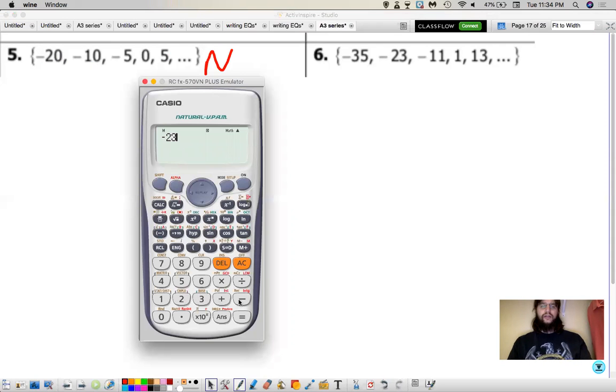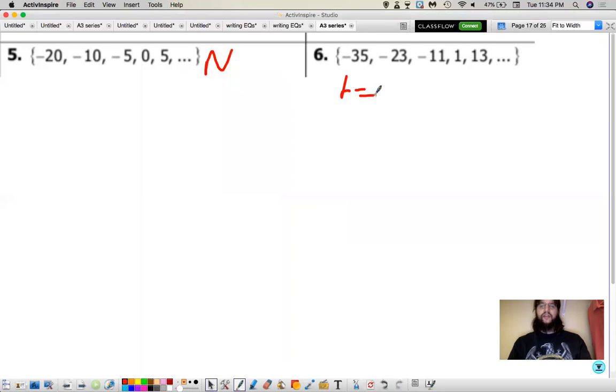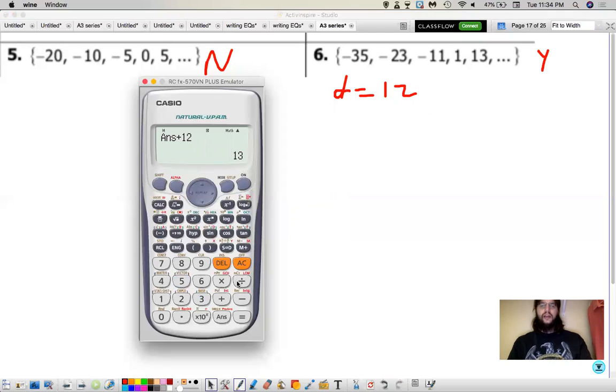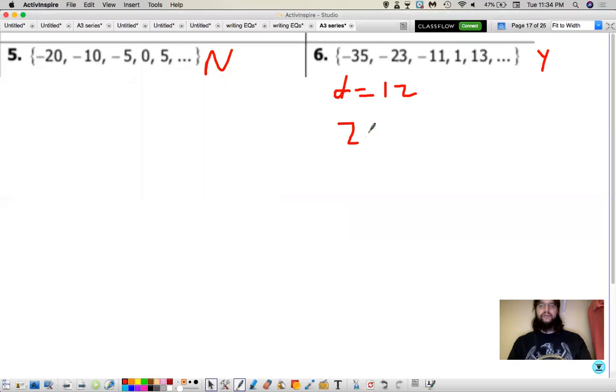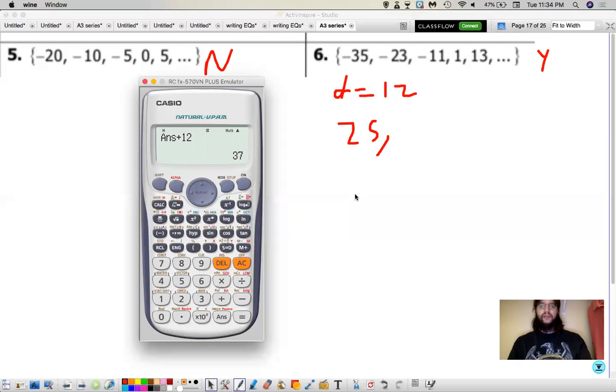Negative 23 minus negative 35 is a positive 12. If I do negative 23 plus 12, does that give me negative 11? Yep. Plus 12, I should get 1, 13. So D is, in fact, 12 in this case. So this one is arithmetic. And the next three will be 25, 37, and 49.